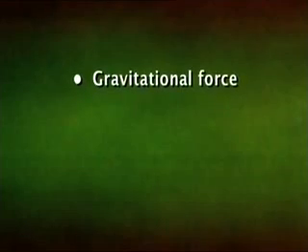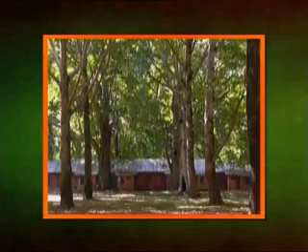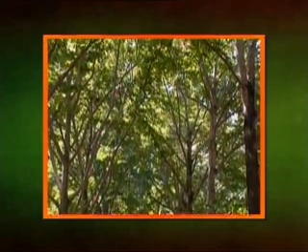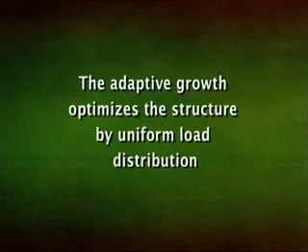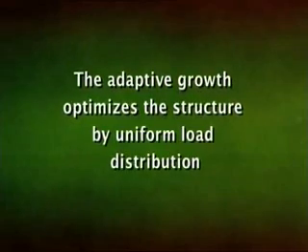The trees are exposed to a large number of factors such as gravitational force, wind, snow loads, soil creep, earthquakes, and a host of other factors. Many of these factors can impact and topple the tree, but these trees have evolved means of defeating some of these forces by showing adaptive growth. The adaptive growth optimizes the structure by uniform load distribution.